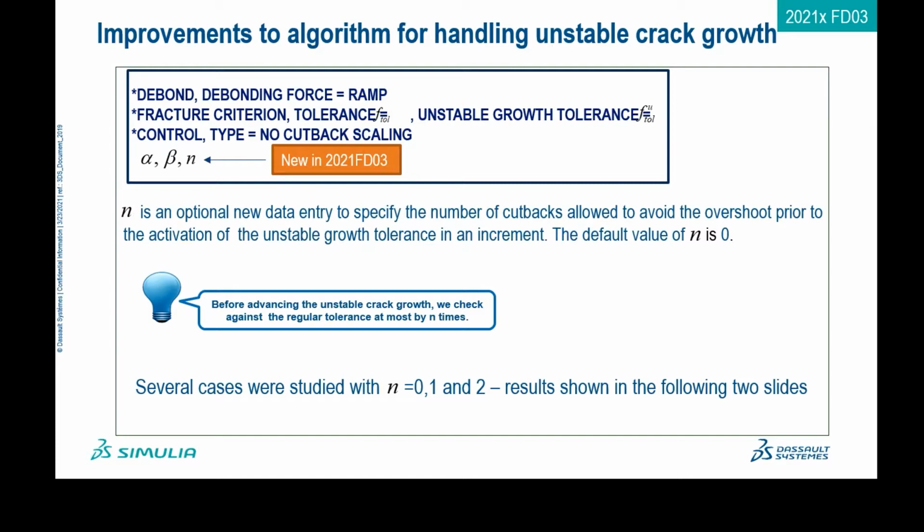The ETA or N option is an optional new data entry to specify the number of cutbacks allowed to avoid the overshoot prior to the activation of the unstable growth tolerance in an increment, and the default value of the N parameter is 0.